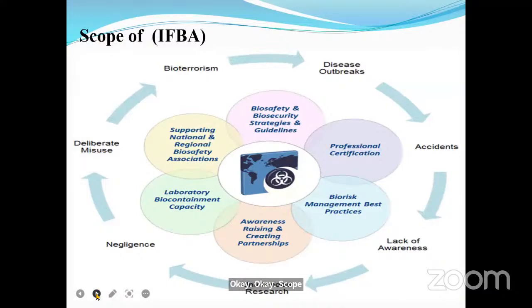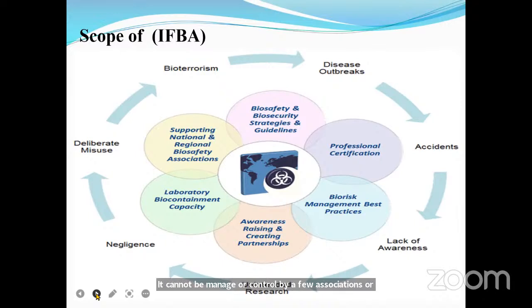Scope of IFBA, actually how to minimize or reduce bioterrorism, disease outbreak, lack of awareness, unintended research, and deliberate misuse through many programs, as you see in the core of this slide: professional certification, biorisk management, best practice. But actually, this task cannot be managed or controlled by a few associations or countries.